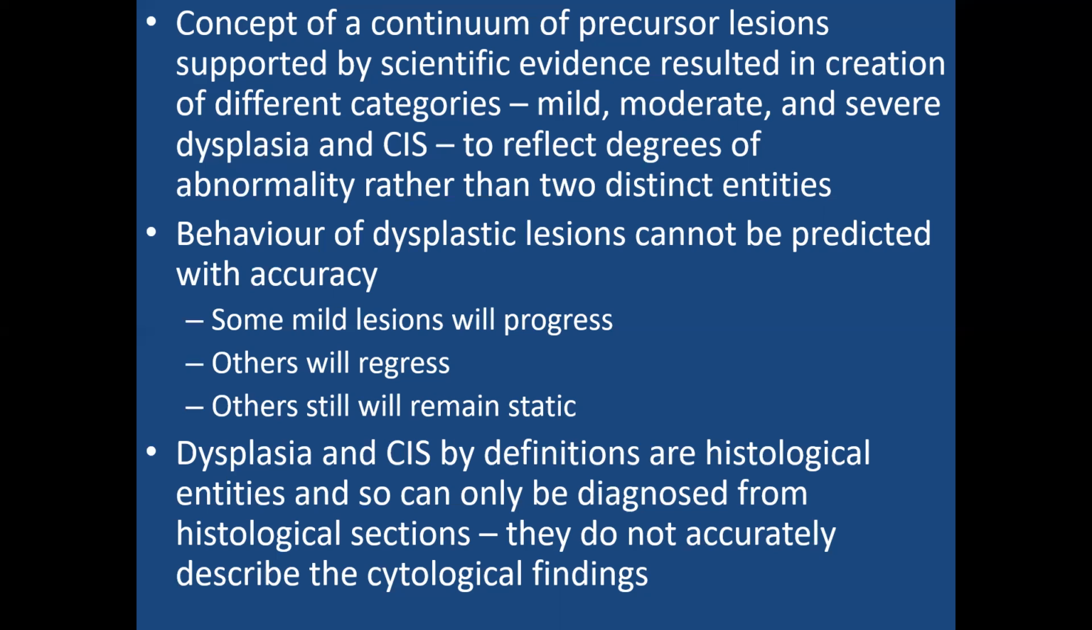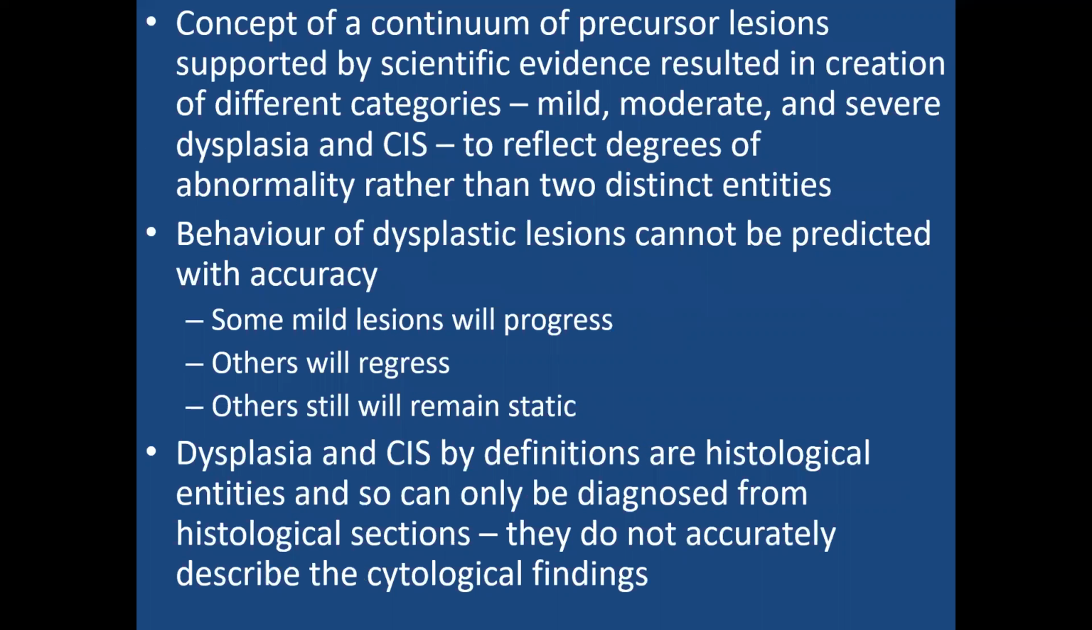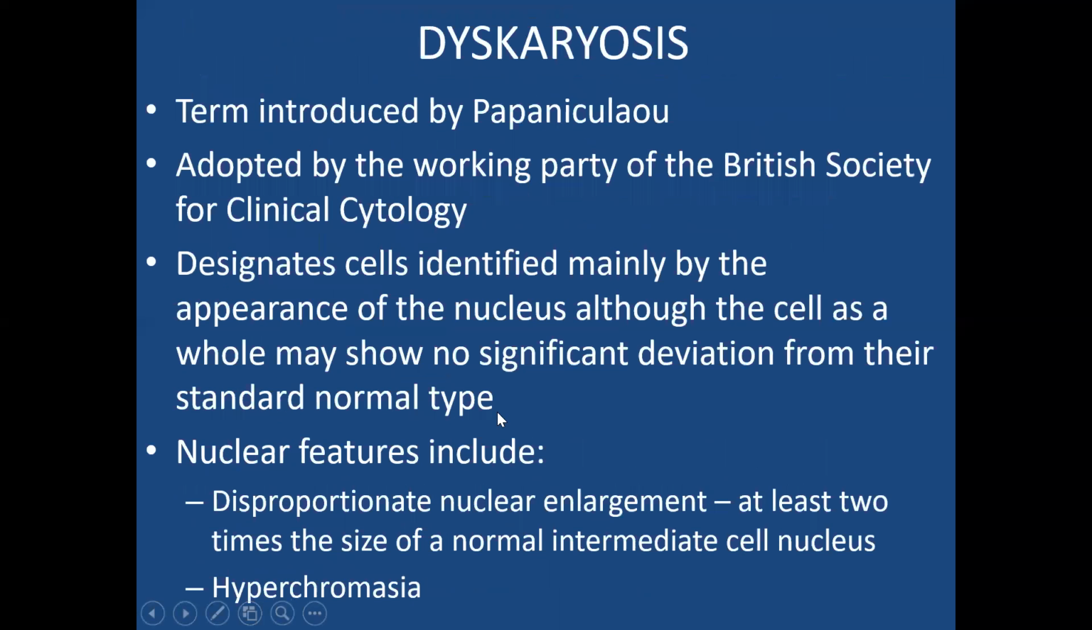Based on the definition also, dysplasia and carcinoma in situ are histological entities, because we said throughout the thickness of an epithelium, meaning we're going to be seeing the tissue, not cells. So they are histological entities, and so can only be diagnosed from histological sections. They do not accurately describe cytological findings, because a cervical smear is what? Looking at cells, and not looking at the biopsy under the microscope.